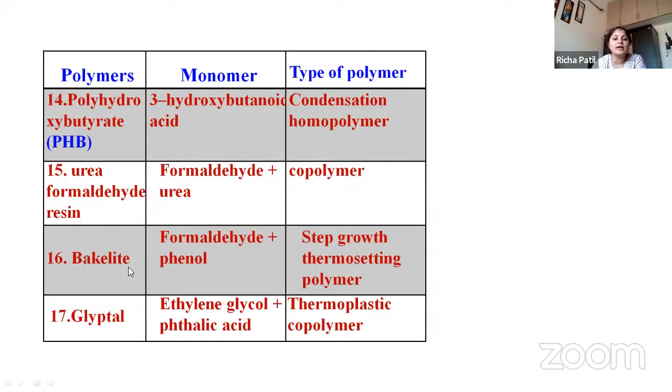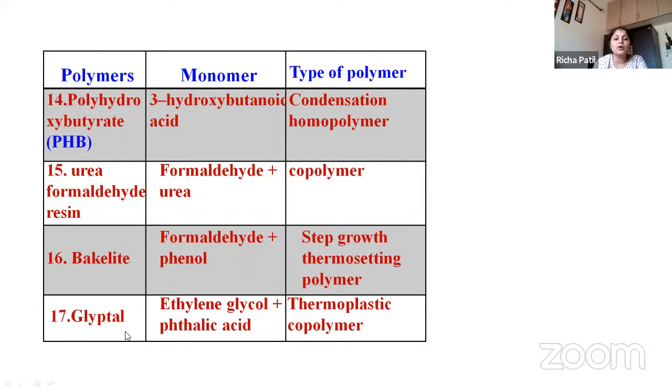Then next is bakelite. What is the monomer unit? It is formaldehyde plus phenol. When formaldehyde and phenol add up, they form bakelite. So these are the two monomer units. What is the type of polymer? It is a step growth thermosetting polymer.